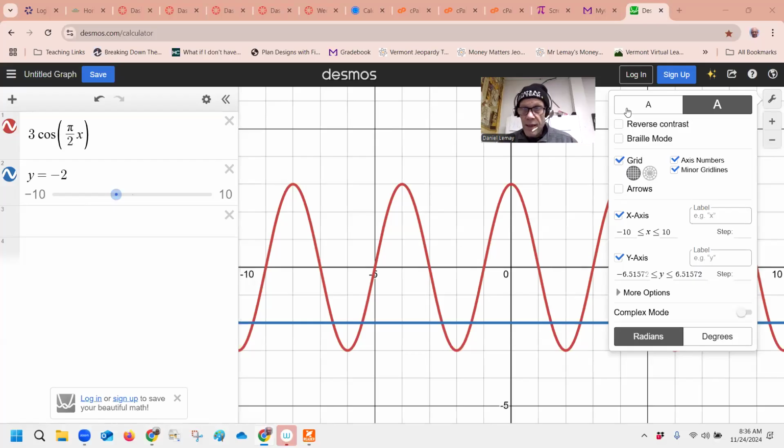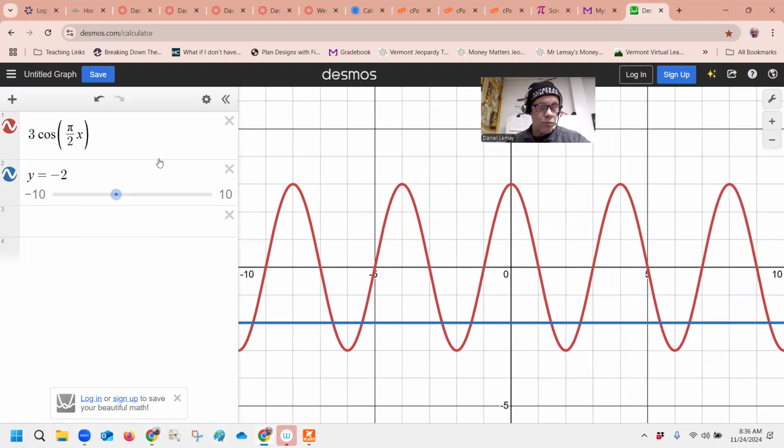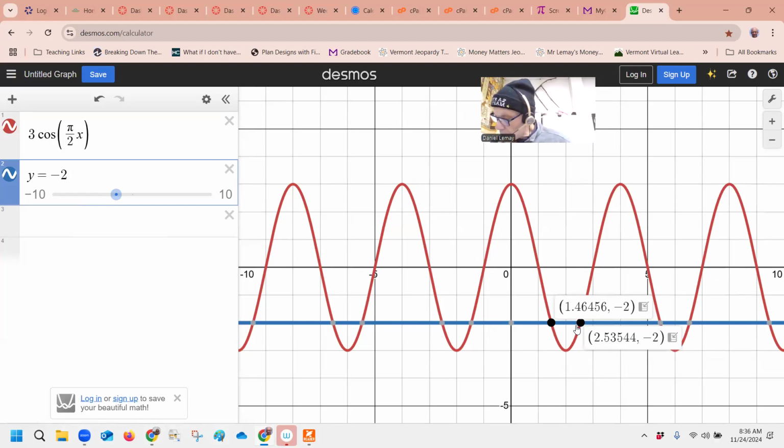So I went to Desmos. I put in the cosine part, and on the other side of the equal sign, I put in equals -2. And now we're looking for the first two positive solutions. So there's the first one, which corresponds to my 1.46 number. And here's the second one that equals my 2.536 number. So I did solve this correctly.